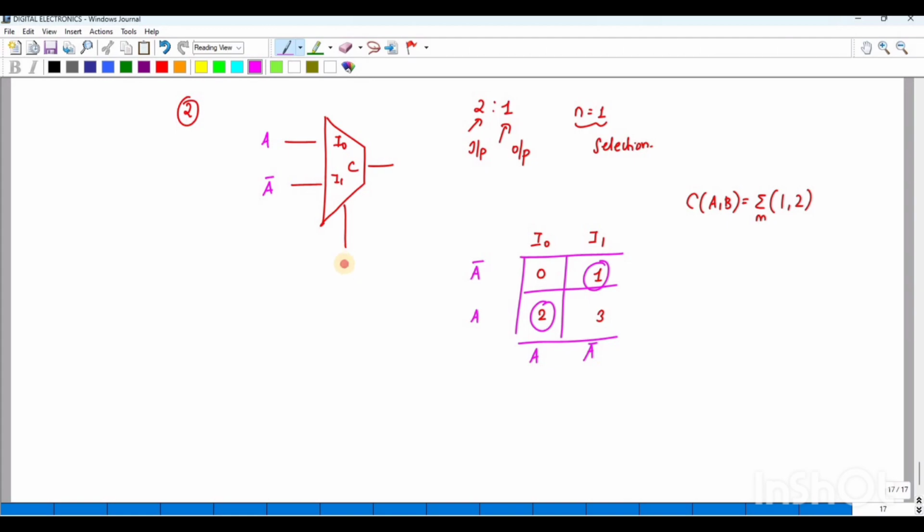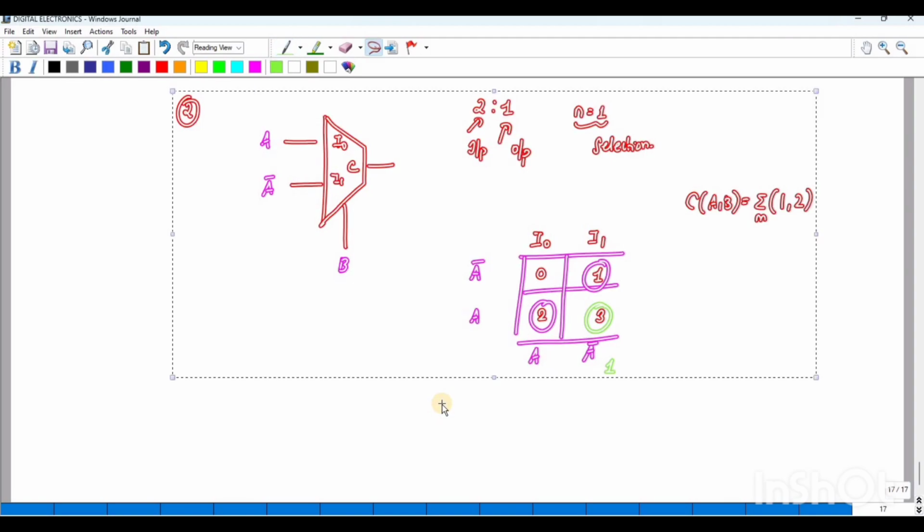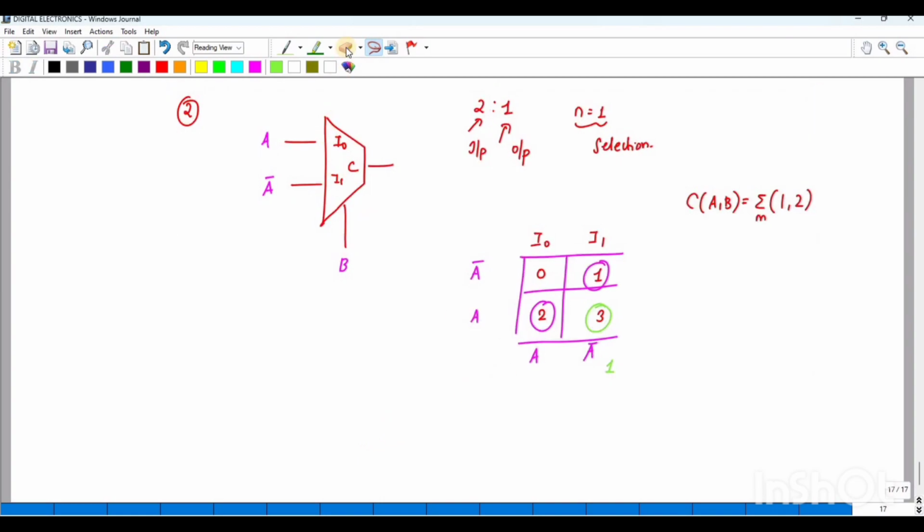So for the selection pin you have to give B. Okay, so if there is no circle you have to give it as 0. If both circles are there, if I have 2 circles, the value is 1. So you can see C is equal to, when B is 0, A is selected, that is I0 is selected. When B is 1, I1 is selected. So this is nothing but A XOR B. So this is how you have to implement the logic gates using 4:1 MUX and 2:1 MUX. Thank you.